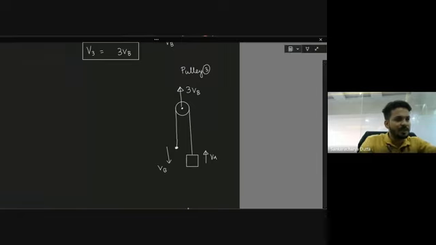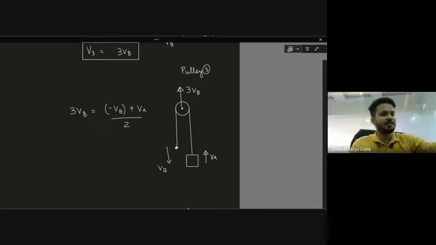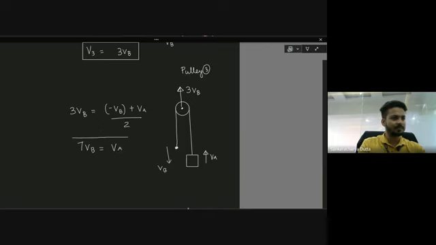Okay. So again, I'm going to write the equation: velocity of pulley, which is 3 times VB, equals velocity of end A, which is VA, minus VB, plus VA, divided by 2. Everybody agrees with this? Minus VB on the left hand side, VA going up on the right hand side, divided by 2. So from here, 7 times VB will be equal to VA.